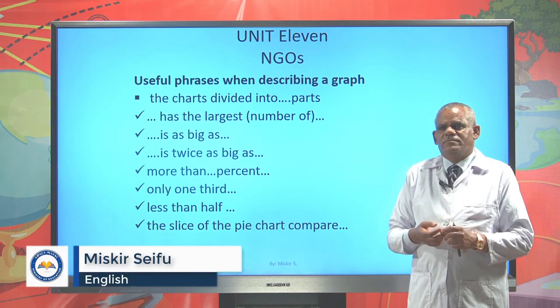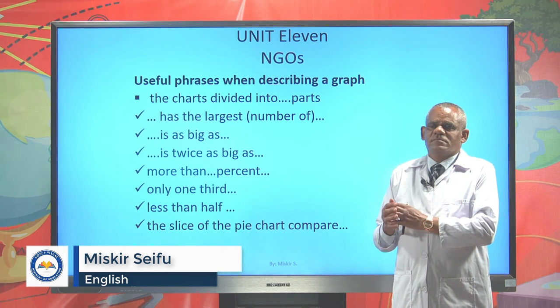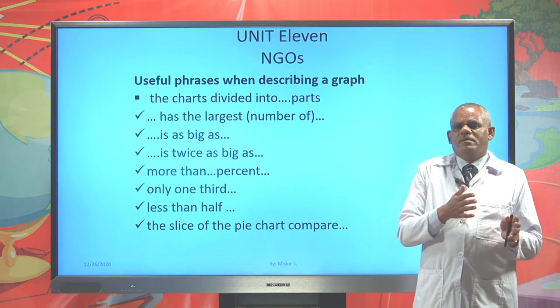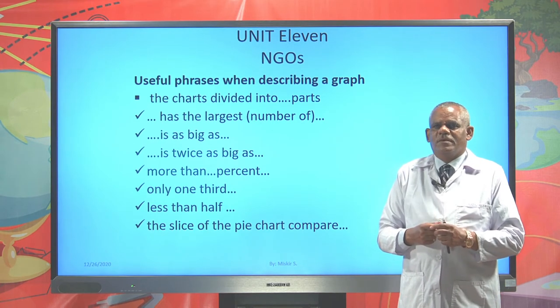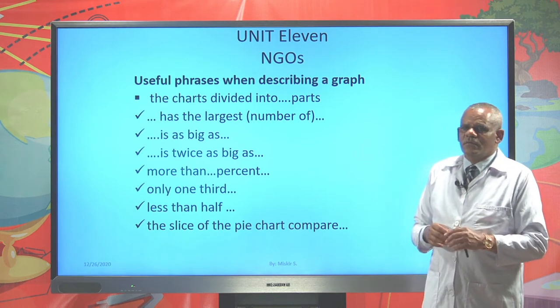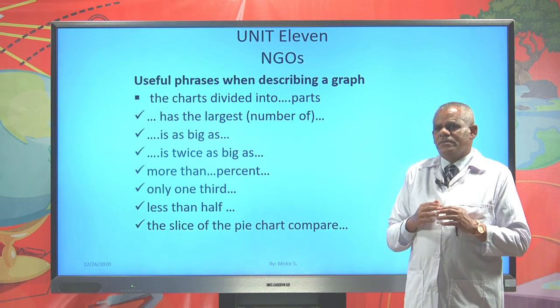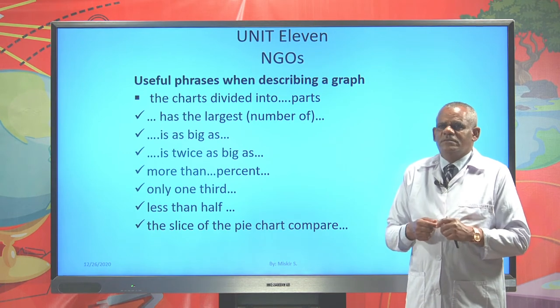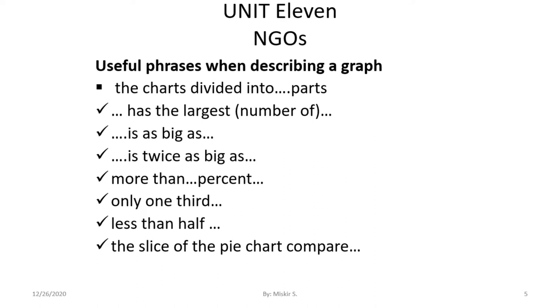Only one third is living in a good standard way of life, this may be. Less than half, etc. Whatever it is, all these expressions beside the vocabularies help someone to compare things using different contexts.